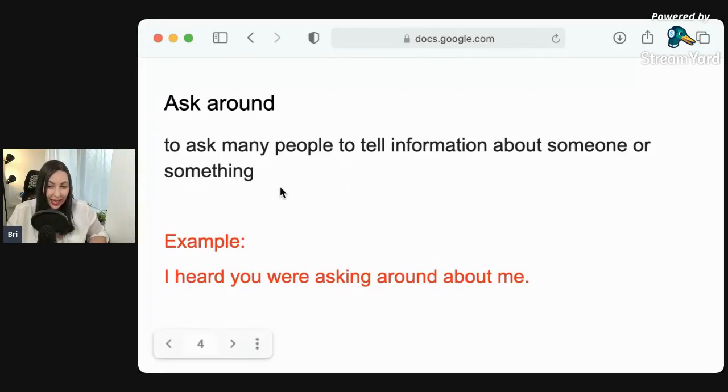Okay, let's take a look at the next one. We're going to have questions at the end. So if you can remember, ask around. This is the first one that we're looking at today. Ooh, I saw somebody says they love phrasal verbs. Awesome. Thank you.